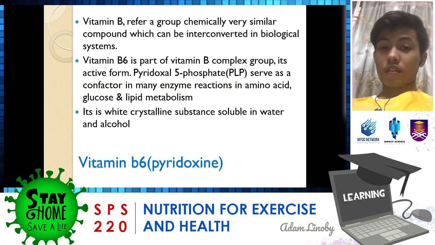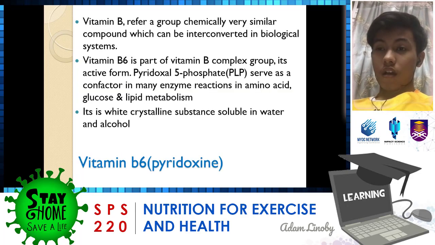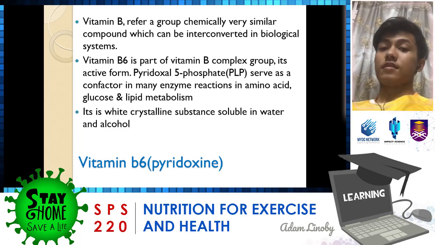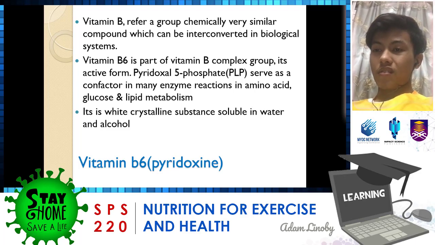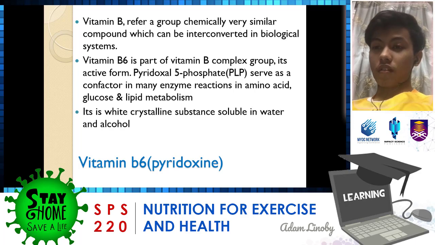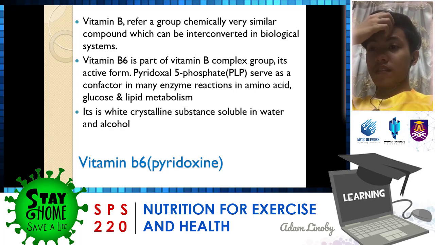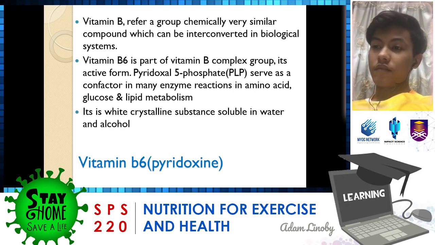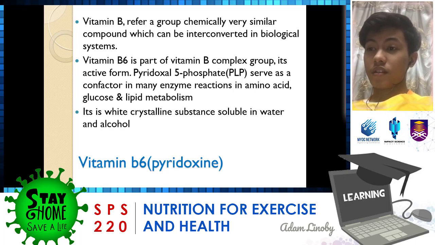So we go to the next, vitamin B6. It is pyridoxine. Okay. Vitamin B6 is referred to a group of chemically very similar compounds which can be interconverted in biological system. Vitamin B6 is part of vitamin B complex group.